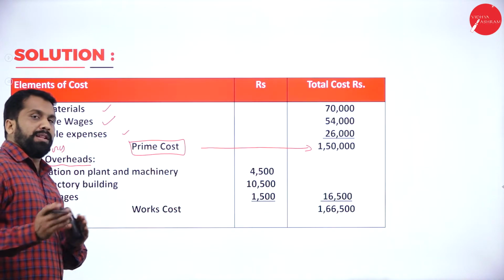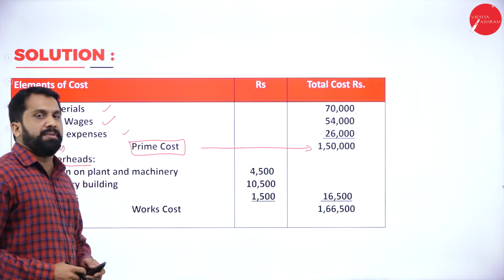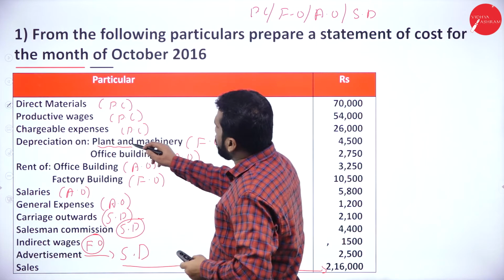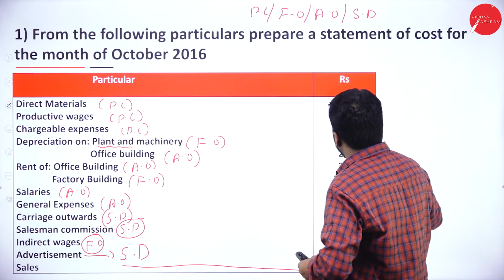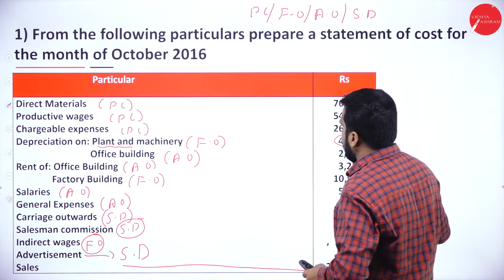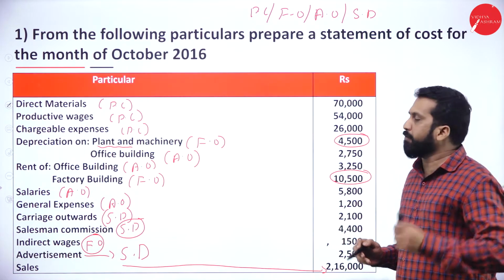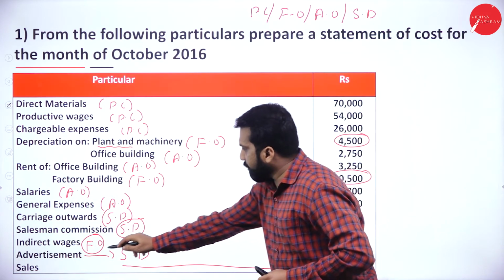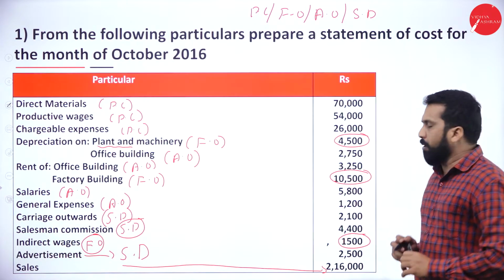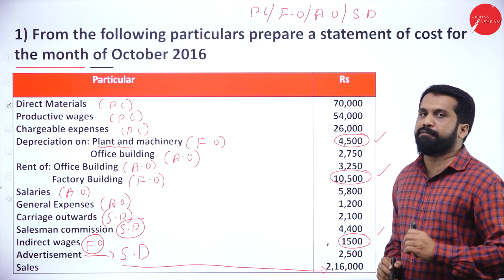Now, after this, factory overhead. So what will come? We'll go back to your question. Which are the things we marked? Those things will come under factory overhead. As per the question, depreciation on plant and machinery, how much? 4,500. Is there anything factory? Yes. Factory building rent, it is 10,500. What are the things I am marking now? Those are factory. Is there anything? Yes. Indirect wages we have, how much it is? 1,500. Now, out of these things, 1, 2, 3, we have regarding factory overhead.